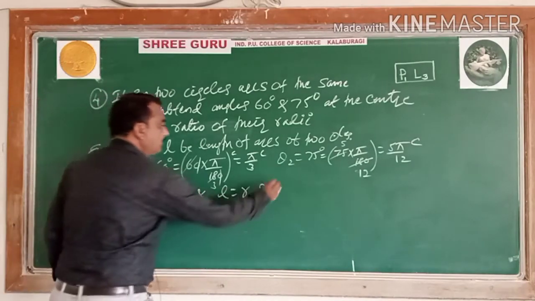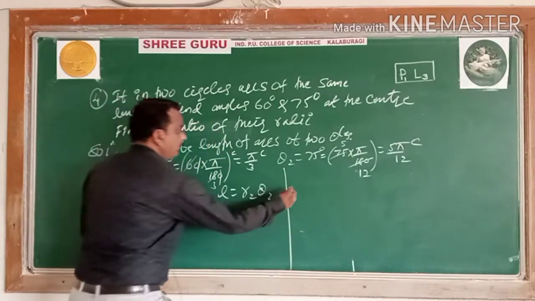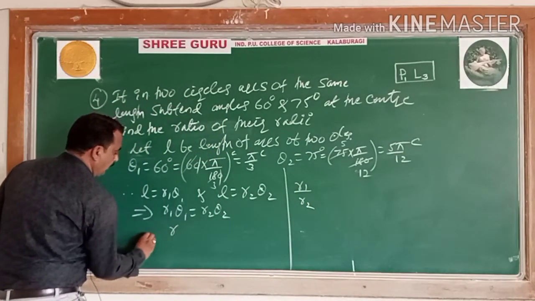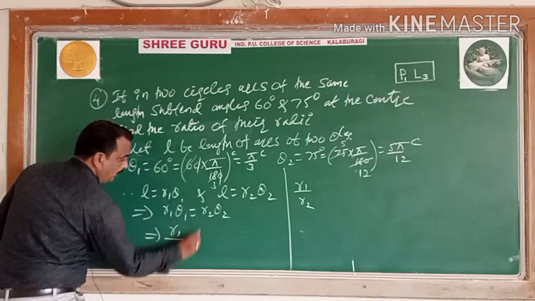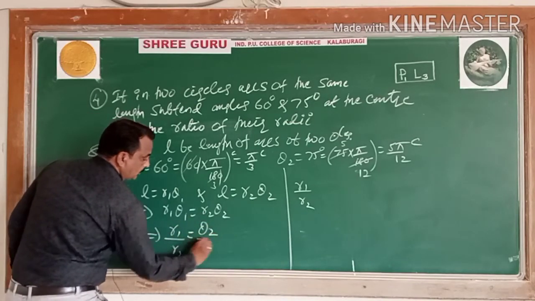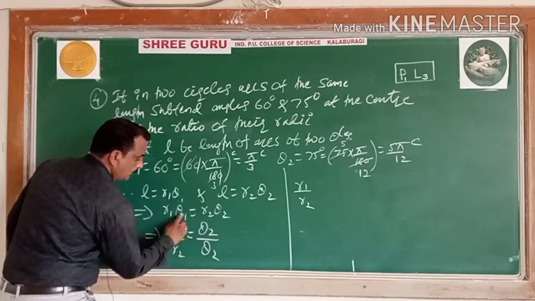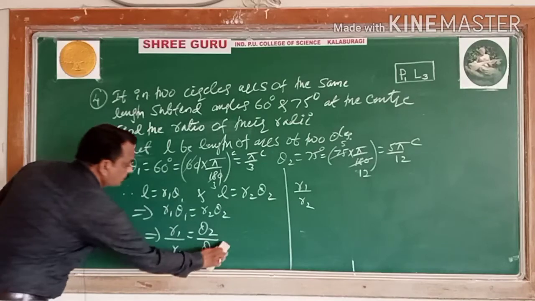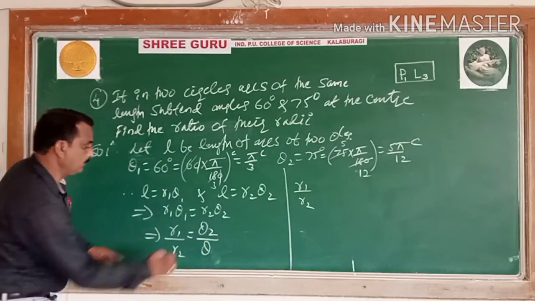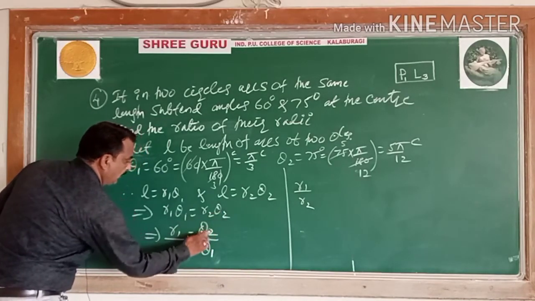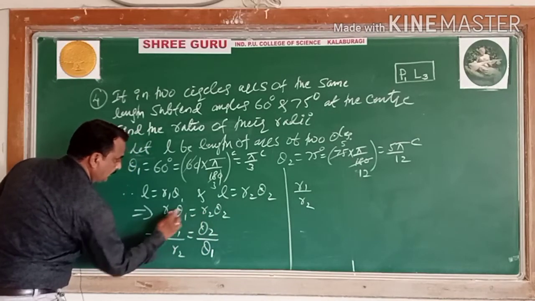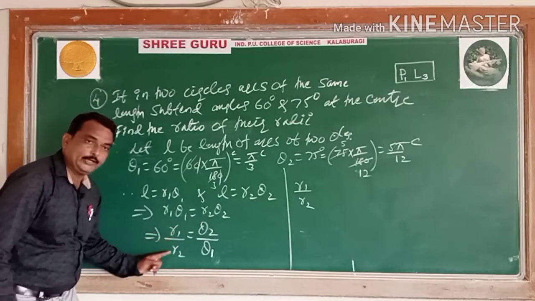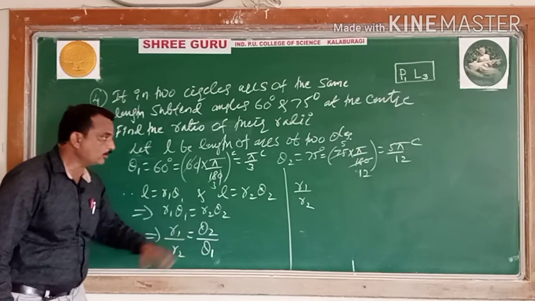See what you have to calculate? The ratio of their radii, R1 by R2. R1 by R2 is equal to what remains here? Theta 2 by theta 1. You cross multiply these two equations. Theta 2 remains as it is, theta 1 comes to the denominator. R1 remains as it is, R2 comes to the denominator. So this is our ratio of radii, R1 by R2, which you have to calculate.